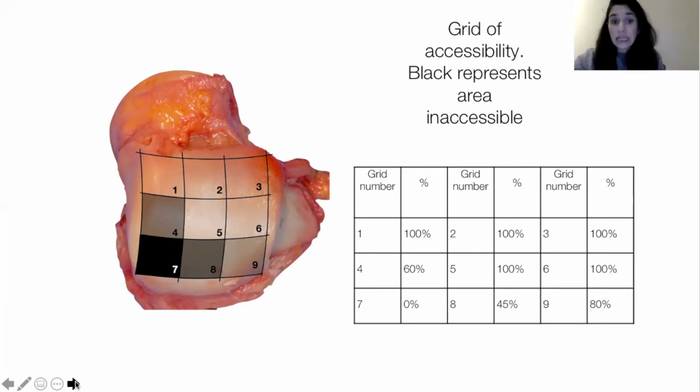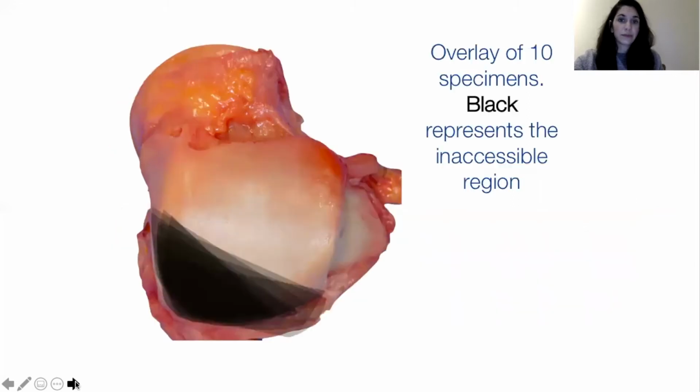Zone 9 is 80% accessible with the LTL approach. Zones 4 and 8 have more limited accessibility, and zone 7 is inaccessible. This is an overlay of all 10 specimens showing the inaccessible region in black, and the remainder of the talus, or the talar dome, is accessible.